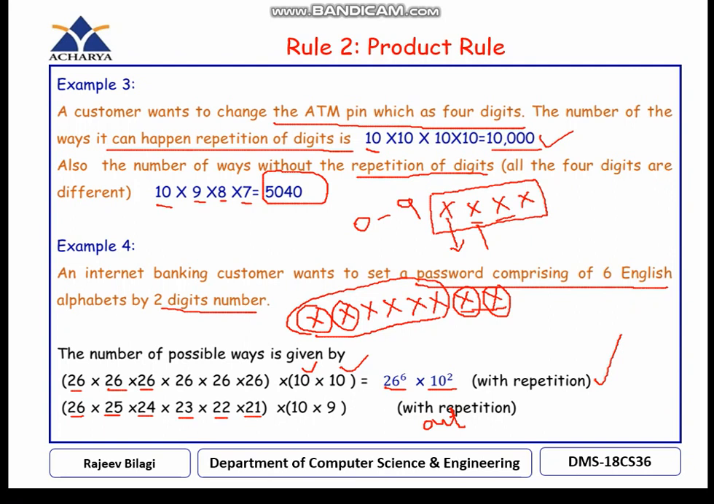21. Now this digit is 0 to 9, so I have taken it as 10, and this digit I have to take as 9 because already one is taken here. So 10 into 9. So this number would be the number of possible ways where the password can be set using 6 English alphabet letters and 2 digit numbers, out of 26 letters and 10 numbers.